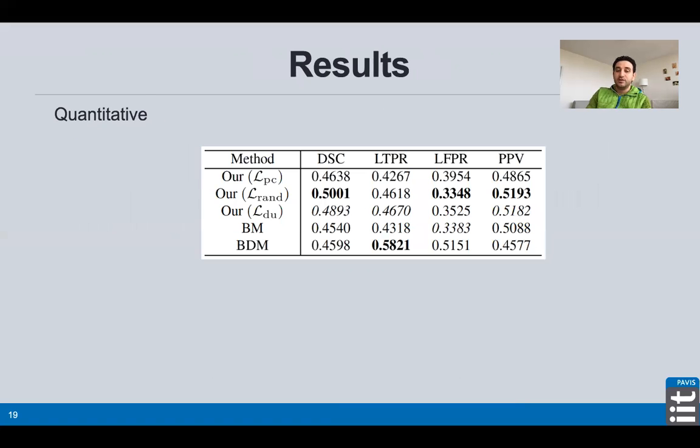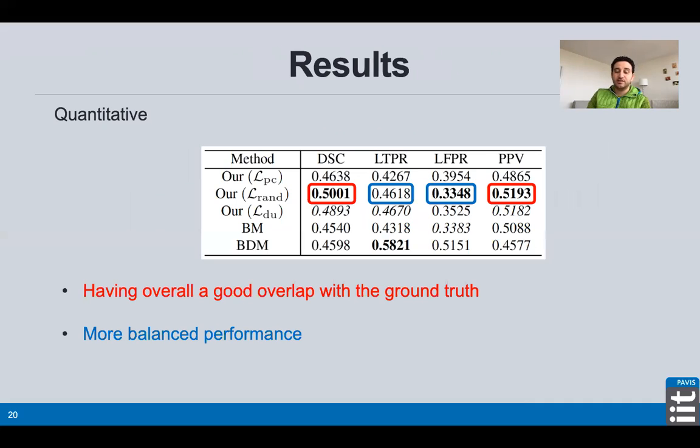So we repeat exactly the same experiment to compare the performance with respect to the method that we propose. This is the quantitative result, and as you can see, the first 3 lines are related to our proposed loss functions, and the last 2 lines are related to the backbone models. The proposed idea with the auxiliary loss function has a better Dice and PPV, which shows that the output of the network has an overall good overlap with the ground truths. Moreover, with respect to LTPR and LFPR, our method shows a better trade-off between these 2 metrics.